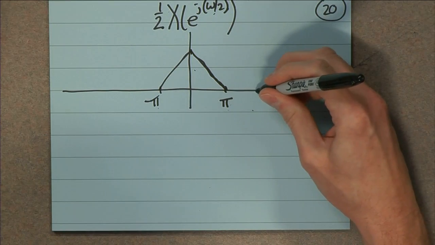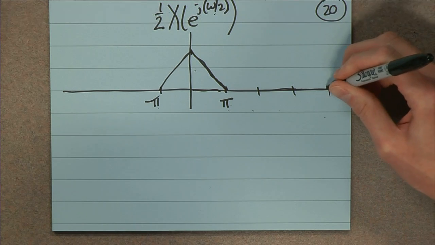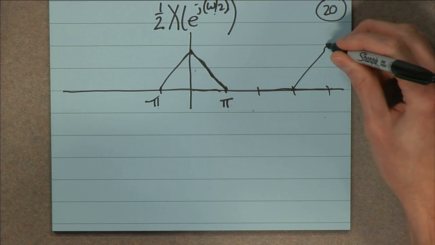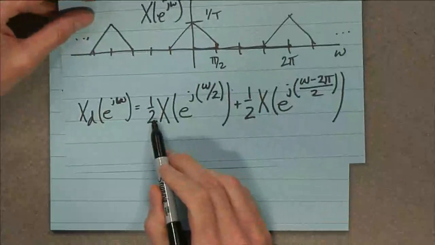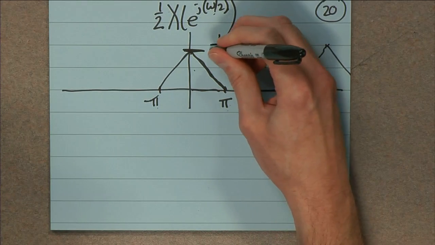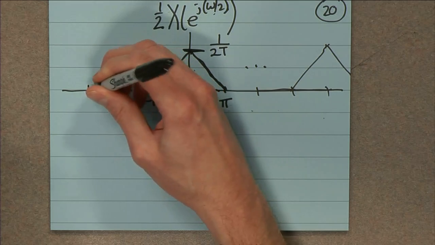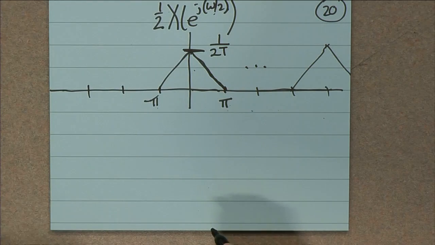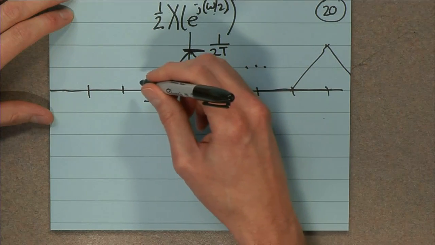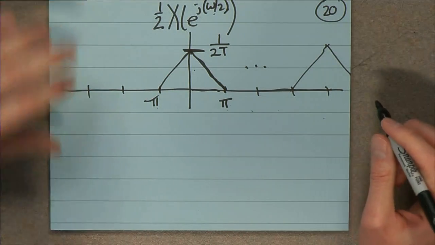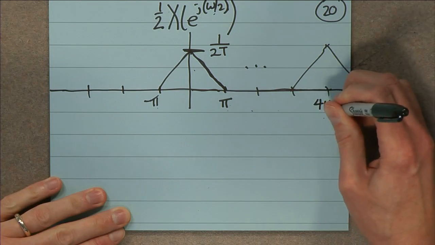So that's pi, 2 pi, 3 pi, 4 pi. And now we scale it by 1/2. So now we're at 1 over 2t, minus pi, minus 2 pi, minus 3 pi, etc. And this goes out to 4 pi. Right? 2, 3, 4 pi.